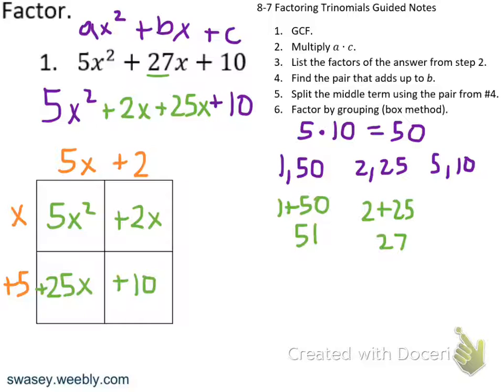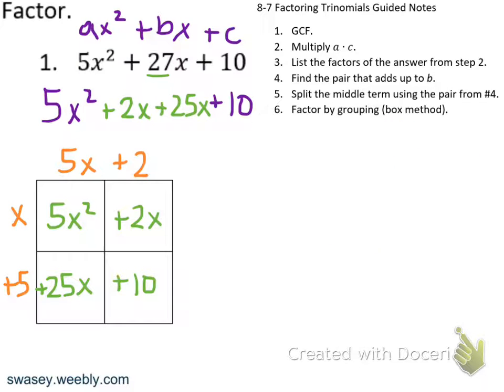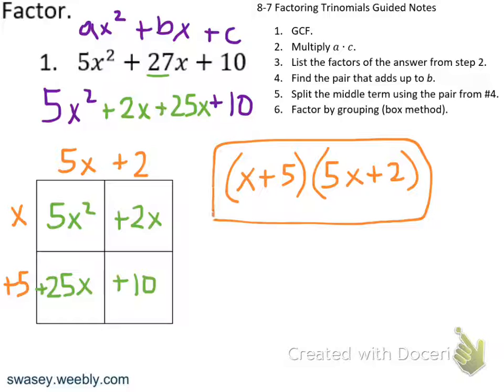So we have our factoring, and then we'll just list our answer using parentheses around the factors. So final answer here, x plus 5 times 5x plus 2. You can check it by distributing twice, or you could do the box method.